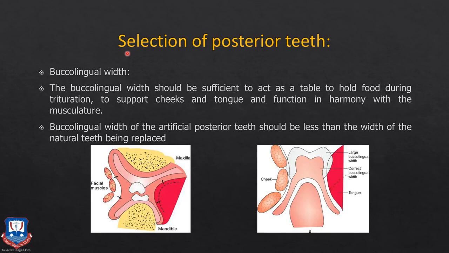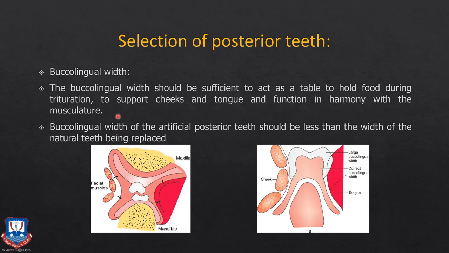One key factor to be remembered in selection of posterior teeth is the buccolingual width and the mesiodistal width. Buccolingual width generally should be sufficient to act as an occlusal table to hold and chew, that is, masticate. After all, that is the primary function of the posterior teeth, that is bicuspids and molars: they are used for gnashing, gnawing and masticating the food. So buccolingual width should be suitable to act effectively in the mastication of the food.